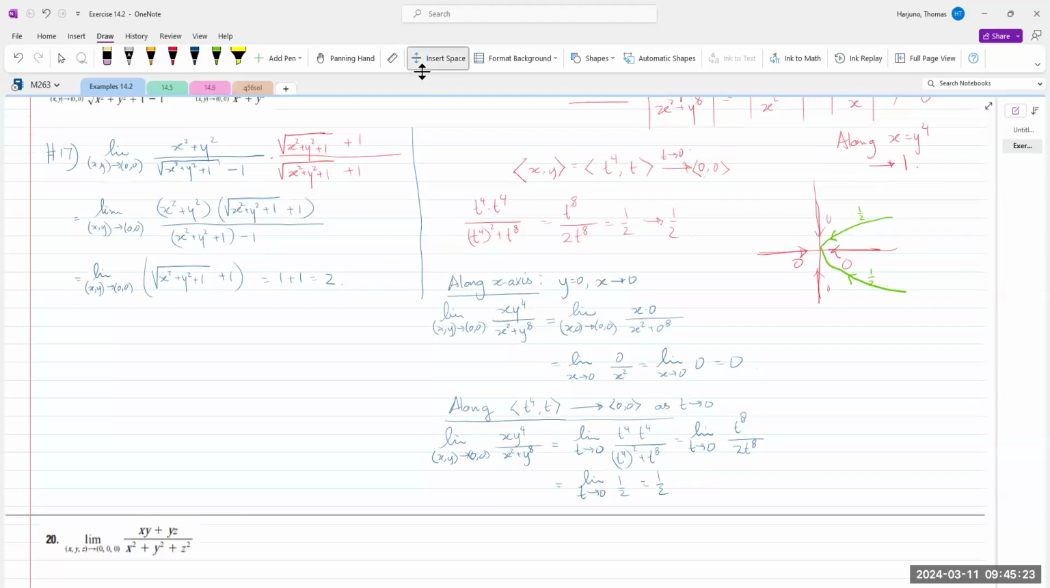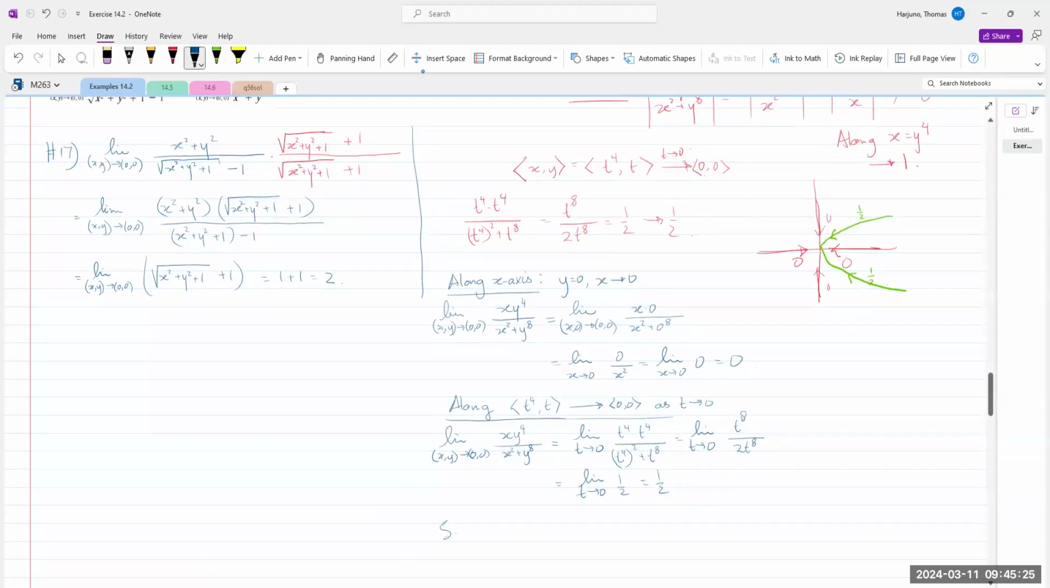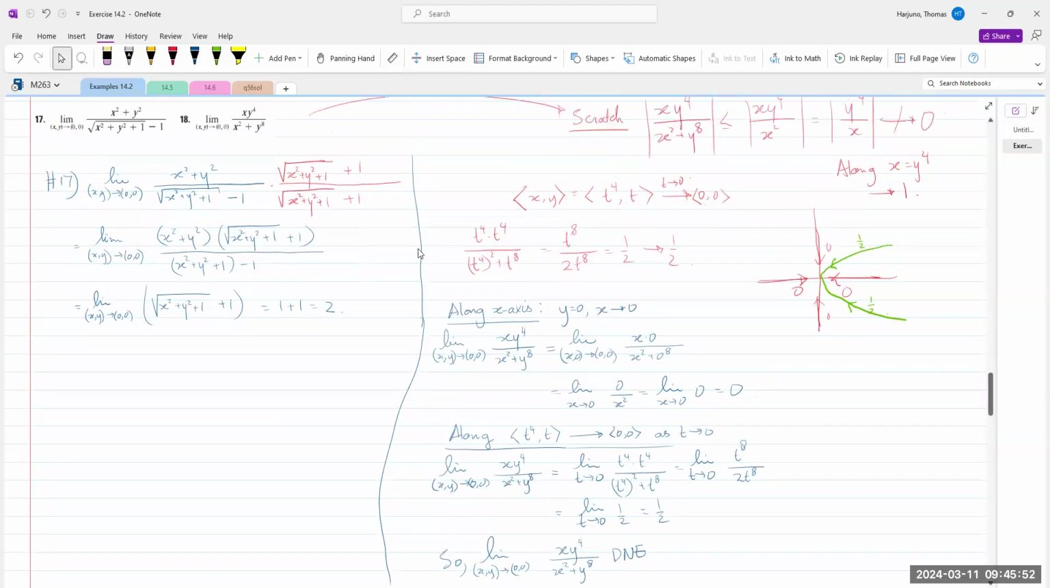So let me give more space. So the limit as (x, y) goes to (0, 0) of x y to the 4th over x squared plus y to the 8th does not exist. Okay, so that's for number 18.